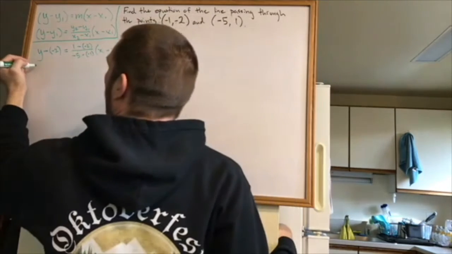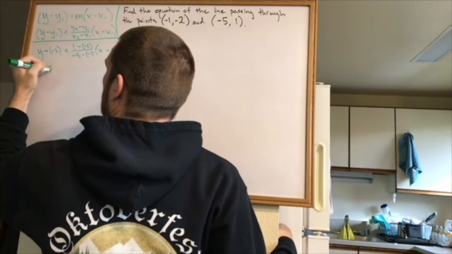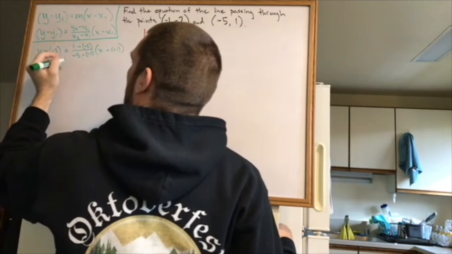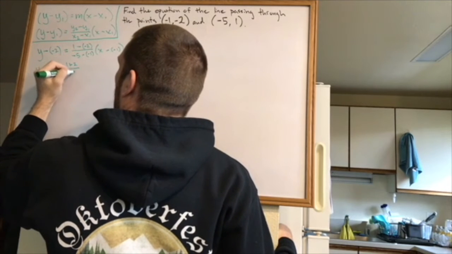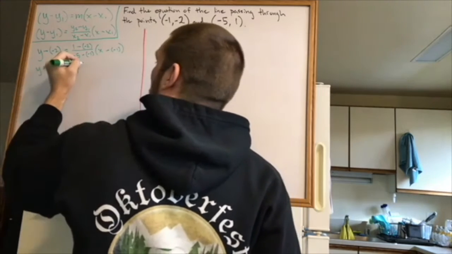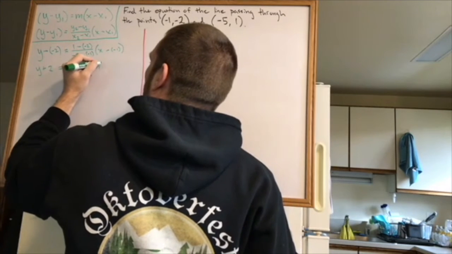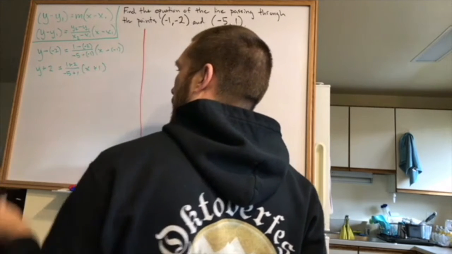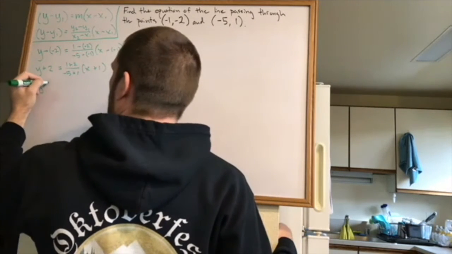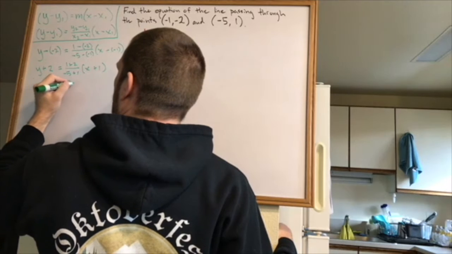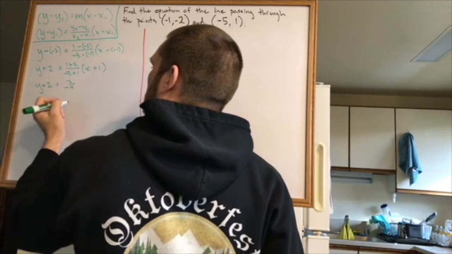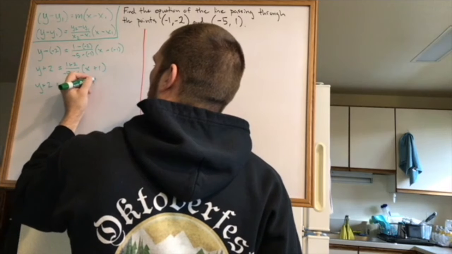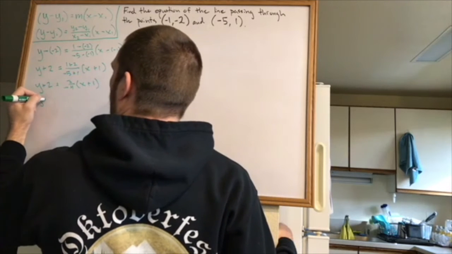Okay, y minus a negative is a plus a positive. Minus a negative is a plus a positive. And again, that's a +1. One more time, x plus 1 right there. Y plus 2. Now we get 3 over, let's see, -5 and 1, that's -4. X plus 1. Okay. Y plus 2.